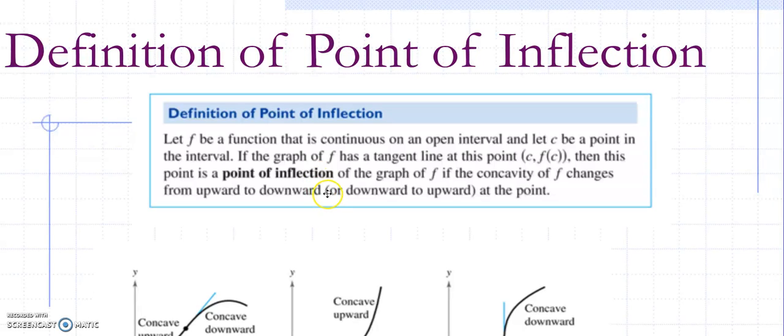All right, so if the graph of f has a tangent line at this point c, comma f of c, so that's just a point, then this point is a point of inflection of the graph of f if the concavity of f changes from upward to downward or downward to upward at that point.